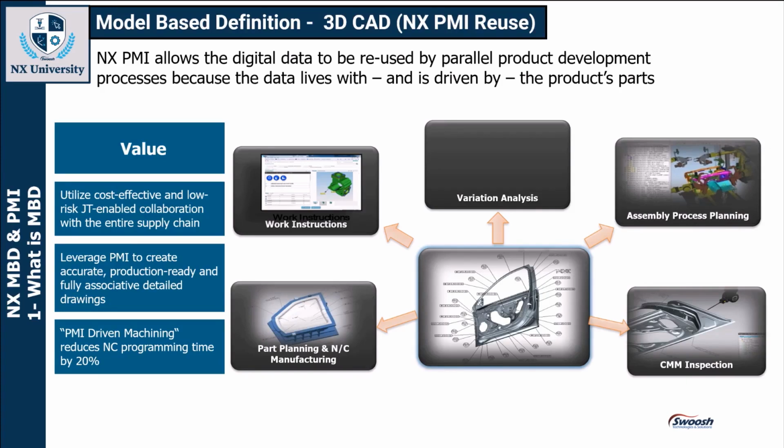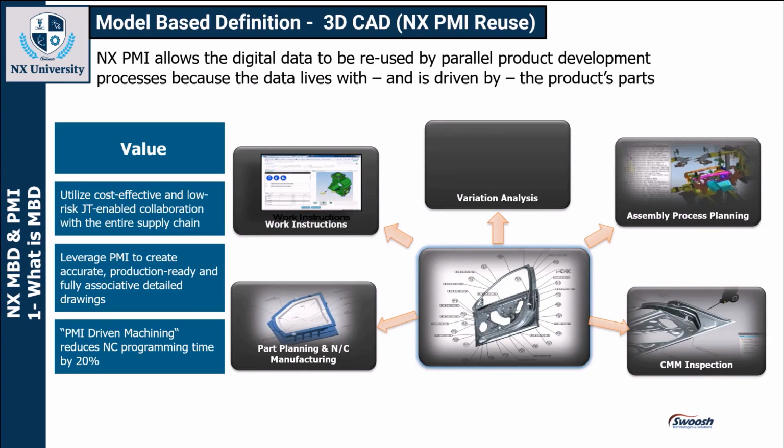You can apply that to a work instruction here. And if you look at the diagram down below at the center, we have an automobile door. You can see once we've applied the PMI and that model-based definition to that automobile door, we can take that and reuse this data across these various other areas of our enterprise. So we can do part planning and NC manufacturing operations. We can create those work instructions, set this up, and send this out for variation analysis to do those types of stack-up analysis on our assemblies.